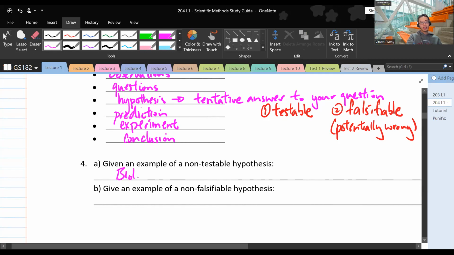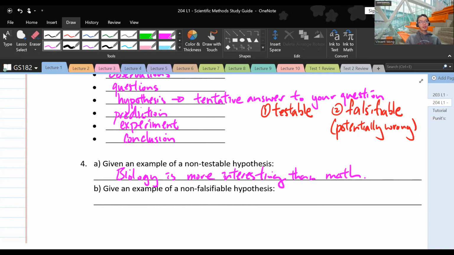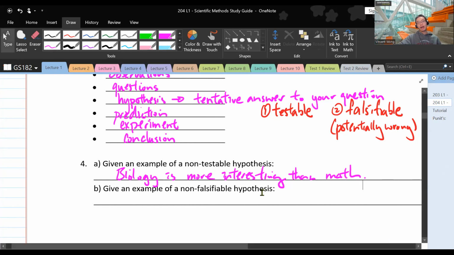Biology is more interesting than, I don't know, math. If you ask me if that's true or not, yeah, I think it's true. But if you ask your math teacher, they might think it's not true. It doesn't matter because it's an opinion. There's no way to test an opinion, right? It is what it is. There's no right or wrong. So that would be a bad hypothesis, an invalid hypothesis.